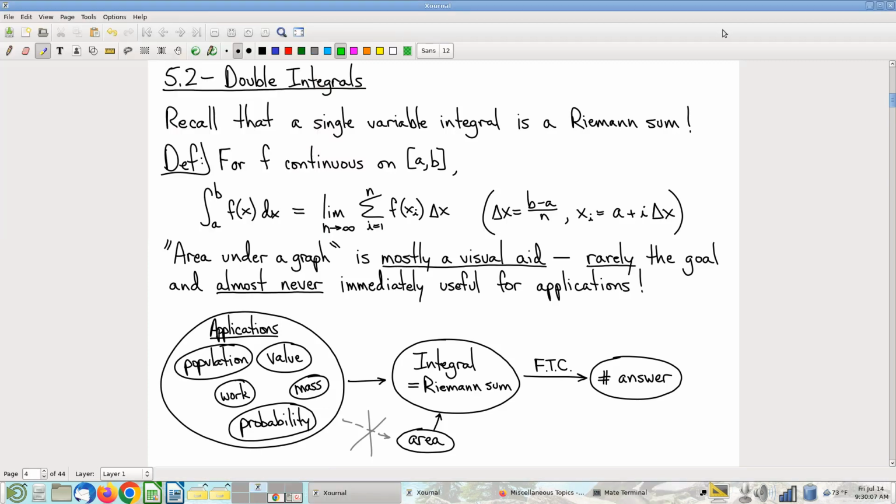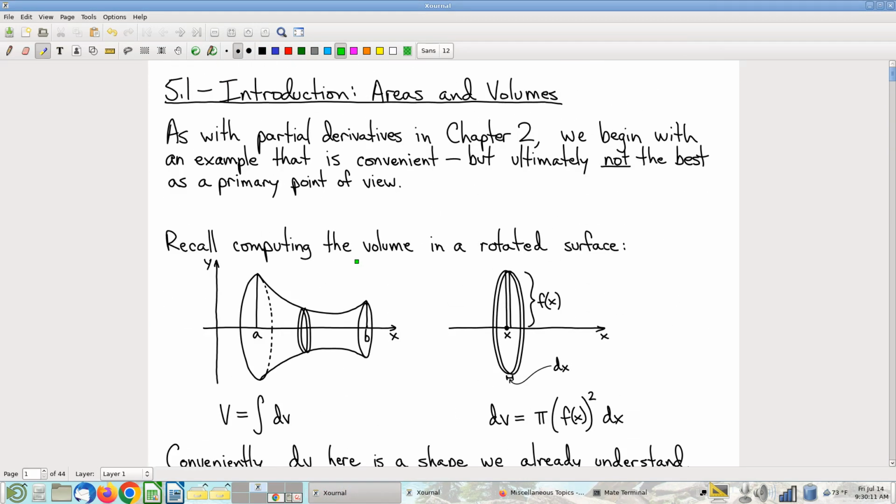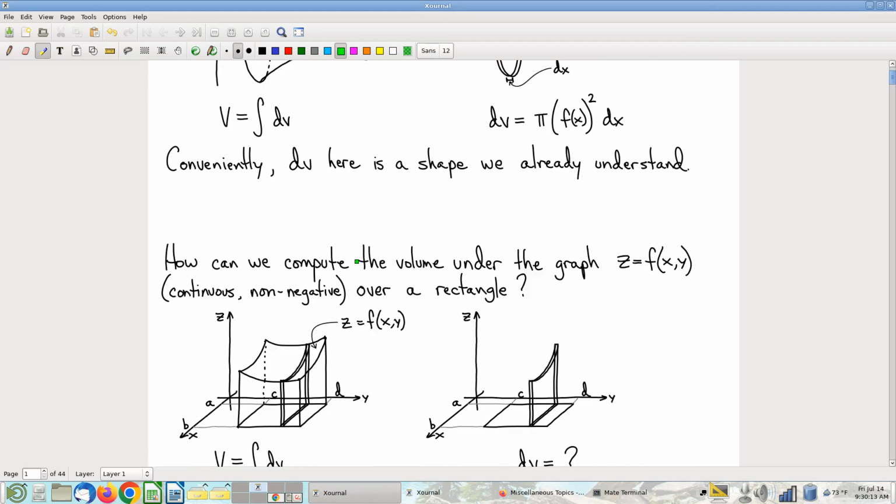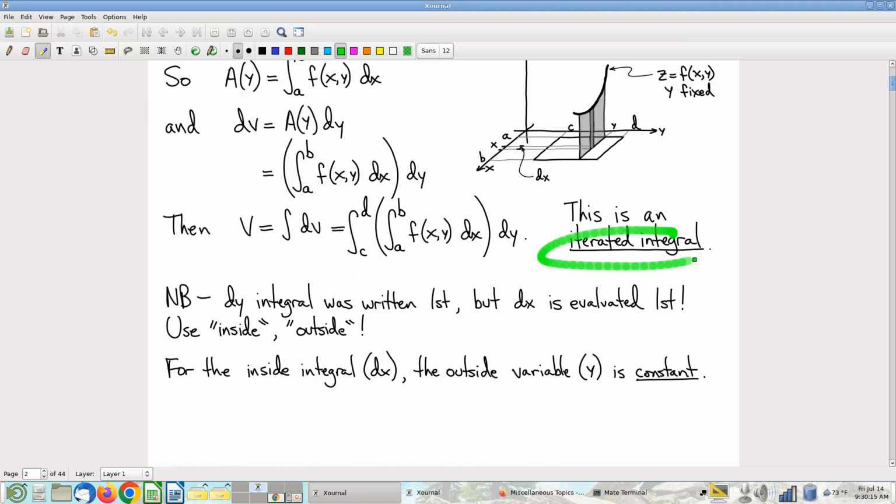We're going to talk about double integrals today. And just a quick reminder, we've already talked about something called iterated integrals, right? And that's this idea right here. It's a single variable integral of a single variable integral.